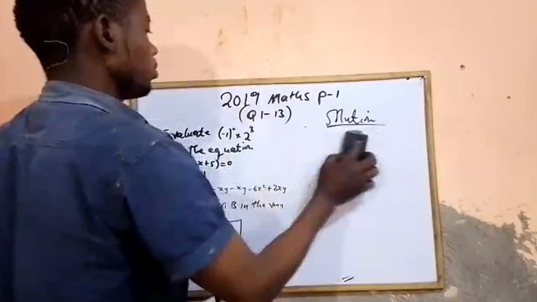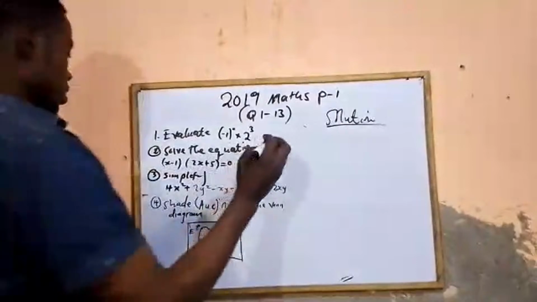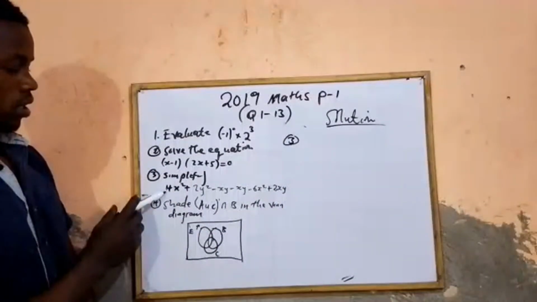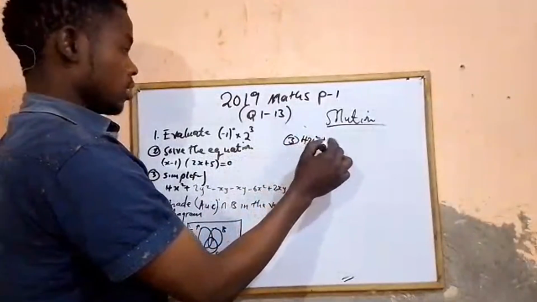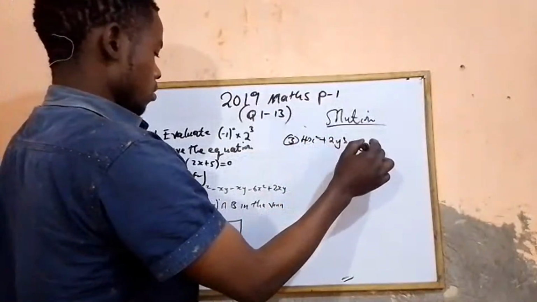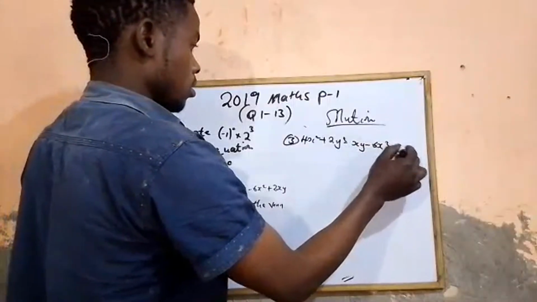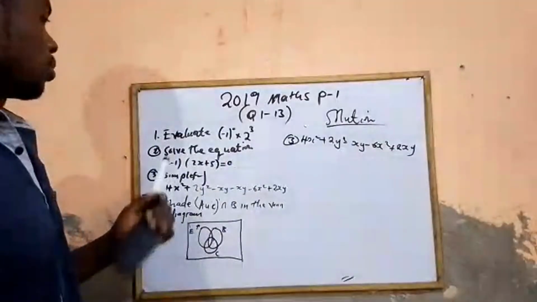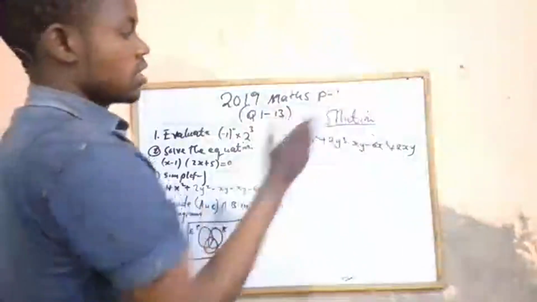So we are done with question 1 and question 2. Question 3 says simplify. We have to simplify 4x squared plus 2y squared minus xy minus 6x squared plus 2xy. What do they mean by saying simplify? When you are simplifying, you are making this expression simple.